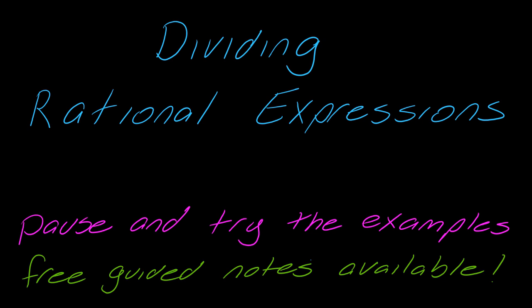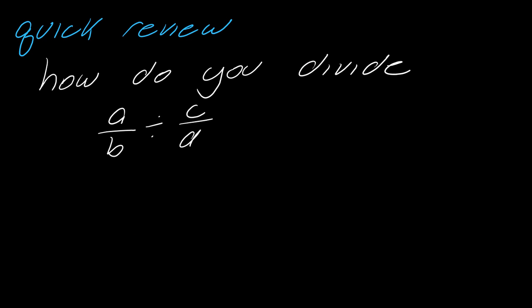Okay, friends, in this video, we're going to talk about dividing rational expressions. I think the easiest way to do that is to do a quick review of what you do with fractions. So if I have this really general fraction, a over b divided by c over d, can you remember how you would actually set up the division for this?